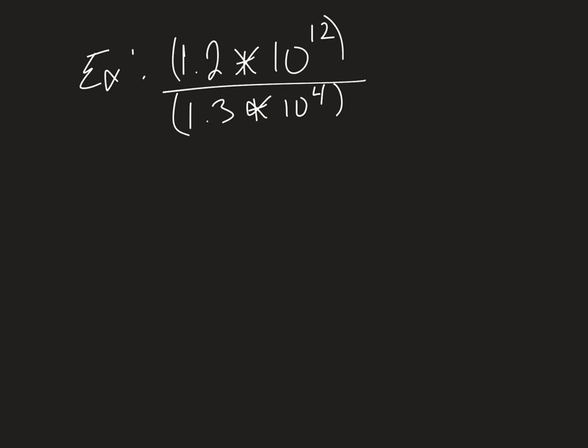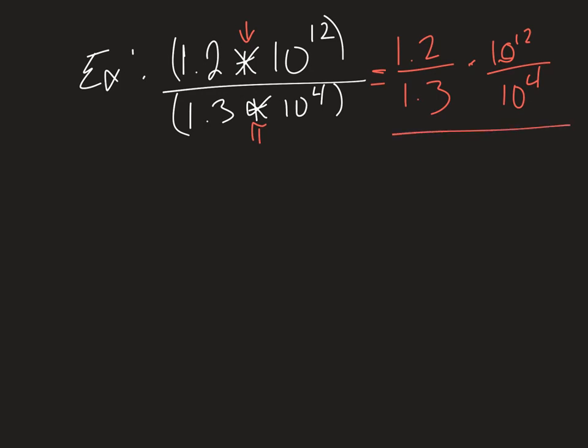Again, the way we have multiplied fractions in the past, we could rewrite this as 1.2 over 1.3 times 10 to the 12th over 10 to the 4th. Because when we multiply fractions, we multiply the top times the top and the bottom times the bottom, like we did here and here. So I've changed nothing by writing it like I've done in red. Now I can use my division rule with powers. Since I have the same base, I subtract the powers. This becomes 10 to the 8th.